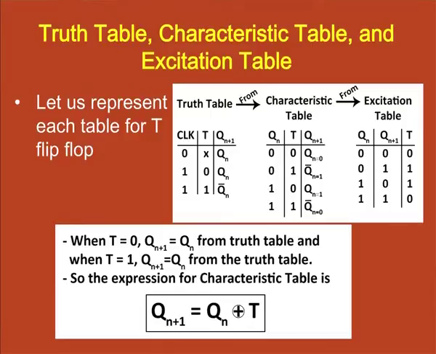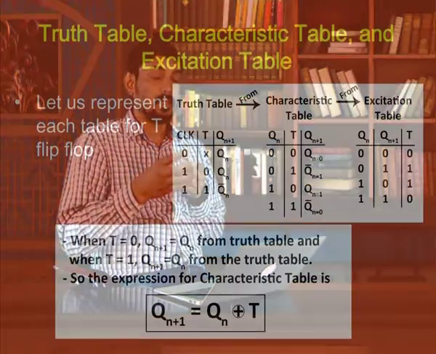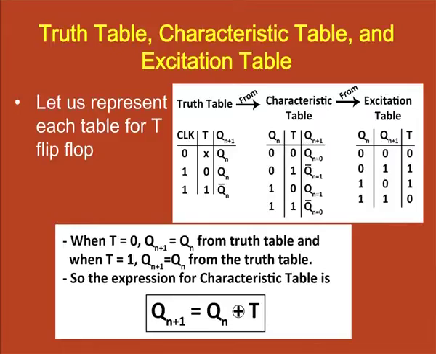As you can see, when the clock is 0, irrespective of what is given at the input of the T flip flop, the next state will be the state which was assigned when this input was given. Similarly, when the clock is 1 and the input is 0, the next state is again the same state, and when the clock is 1 and the input is 1, the next state is the complementary state of the input state. So, this represents the truth table.